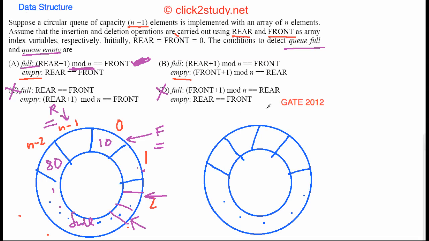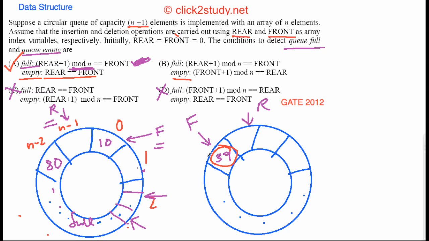So again, let's do this. Suppose your rear is here, pointing here, and suppose this is the last thing that you have to delete. Suppose there was something here, 39 or something, and this was your front. If you take out this thing, what will happen? Your queue will become empty, and this front pointer will move to the next one. In that case, rear and front will become equal, and that is the condition, and that's why option A is correct. You understand why this happens?